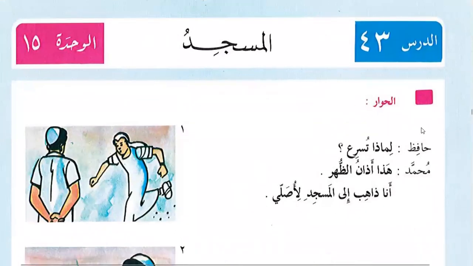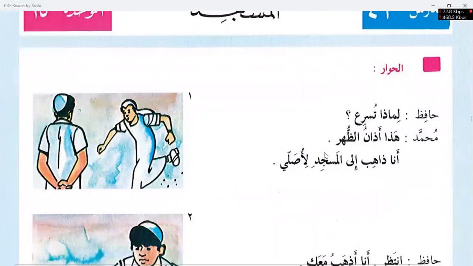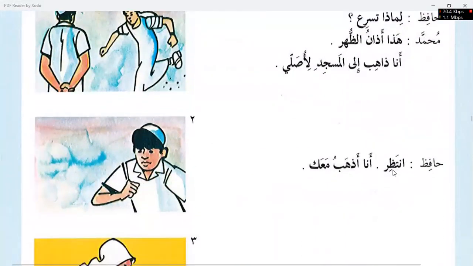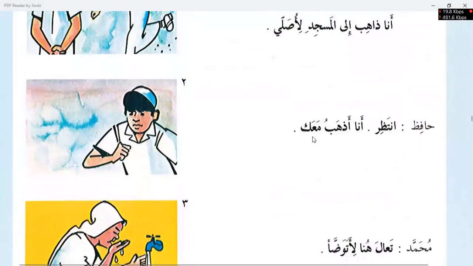Why are you in a hurry? Why are you hurrying? Muhammad, this is the Zuhr azan. Ana dhahibun ilal masjidi li usalli. I am going to the masjid to pray salah. Intazir, wait. Ana adhhabu maaka. I am going with you.